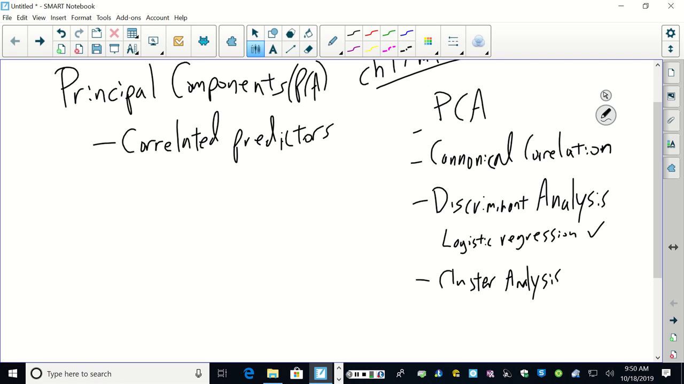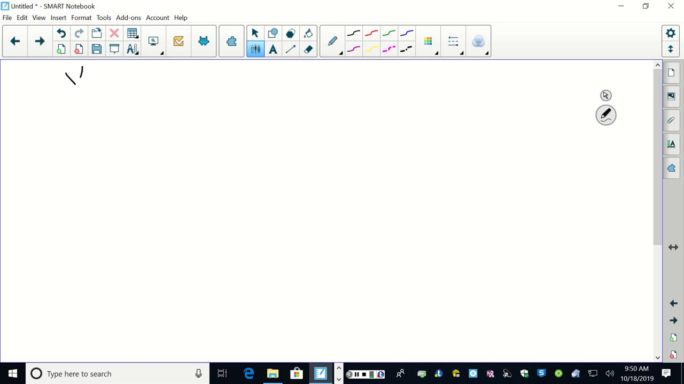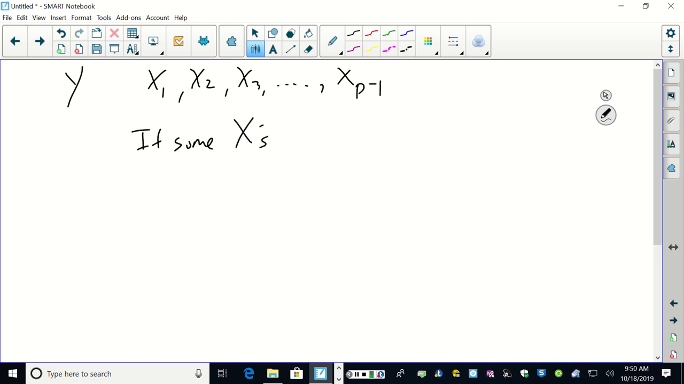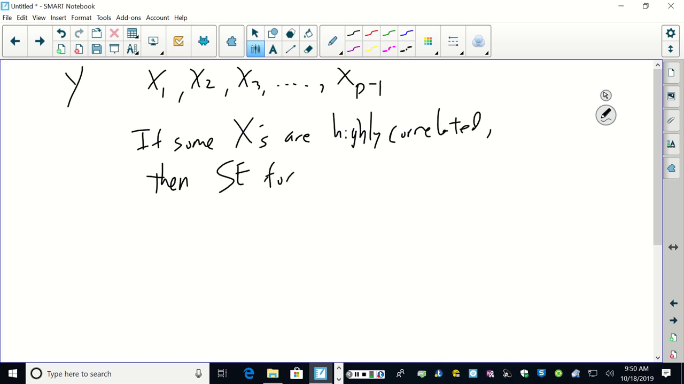So in this, you have your Y outcome, and we have a bunch of predictors, X1 up to X of p minus 1, something like that. And if some of the x's are highly correlated, then the standard error for estimated regression coefficients can be quite large.